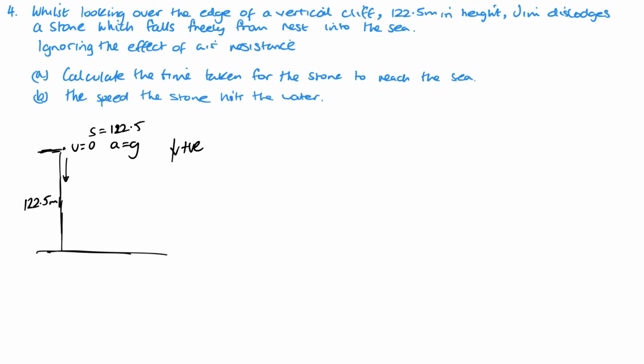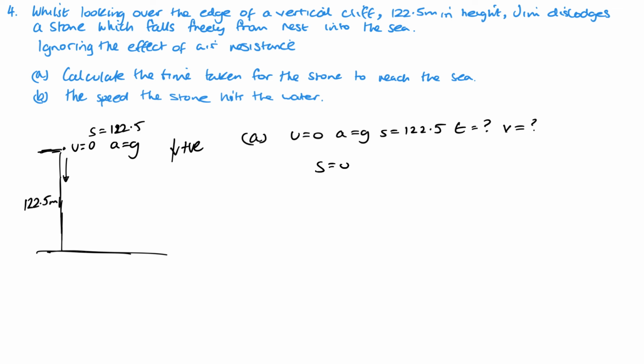So we need to take the time taken first. So remember, we've got u equals 0, a equals g, and s equals 122.5. We want to find t initially, and then part B we'll end up finding v. So part A, we've got u, a, s and t. So that is no v.